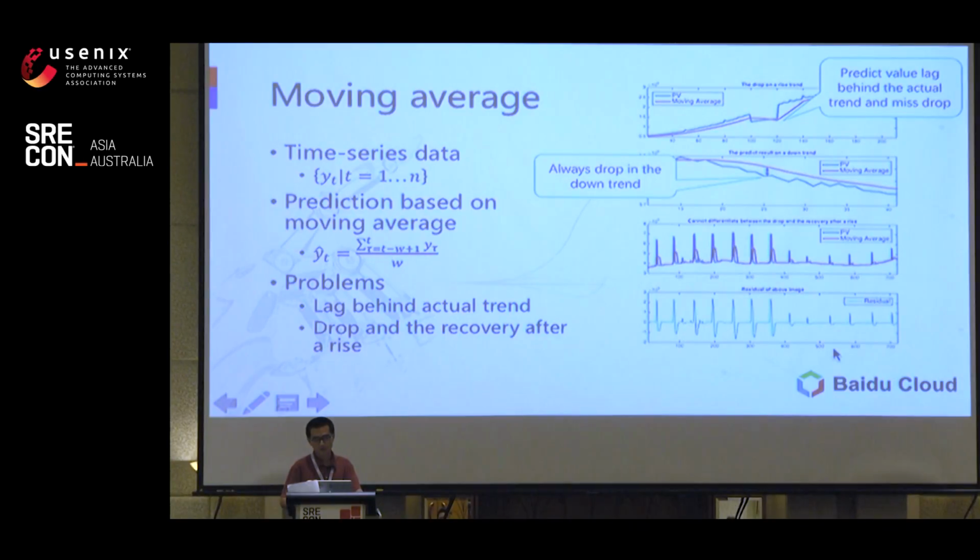The predicted value indicates that the PV number has been dropping all the time, so it is easy to produce false alarms on the downtrend. The third figure shows a PV number with spikes caused by attacks. The residue of the PV number and the predicted number is shown in the first figure. Because the predicted number lags behind the actual number, the residue becomes negative every time the attack stops. This leads to a lot of false alarms. The reason is that for moving average, a PV drop and the recovery of the rise are equivalent.